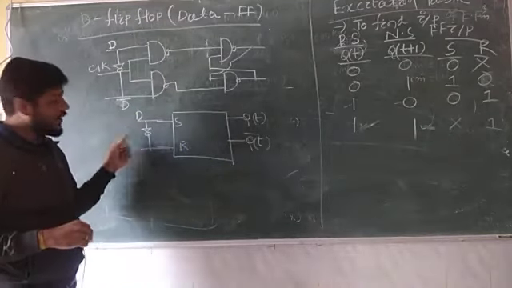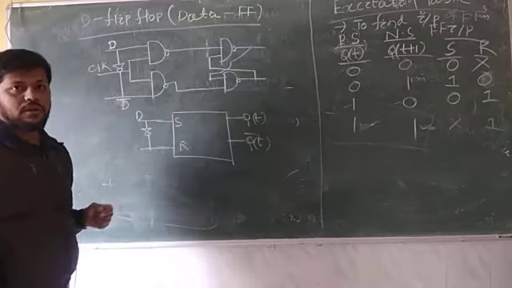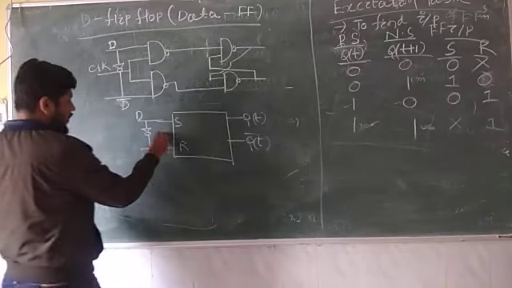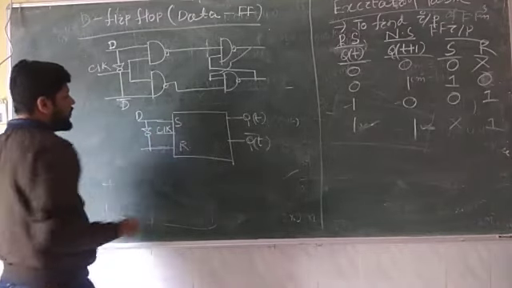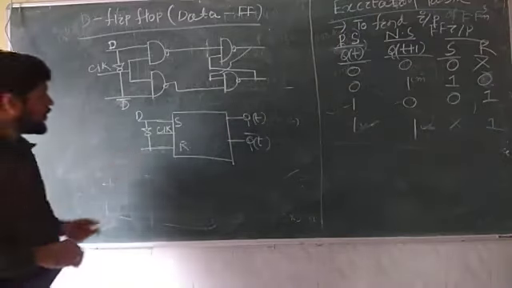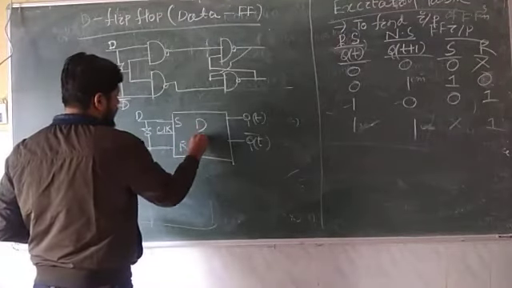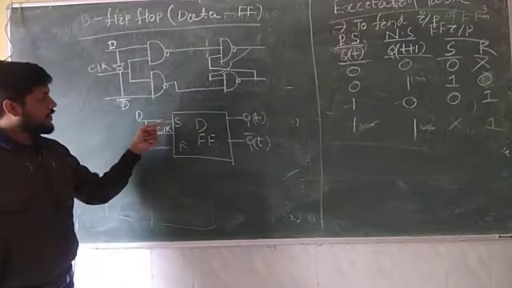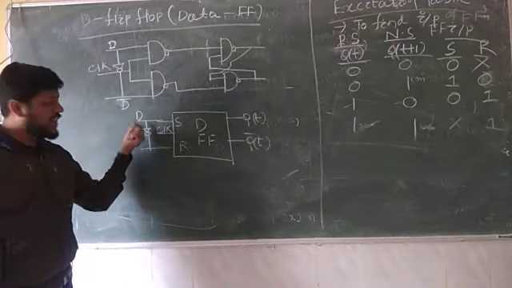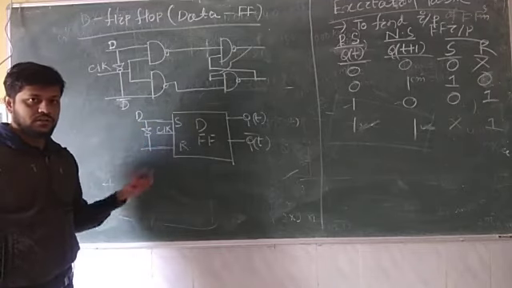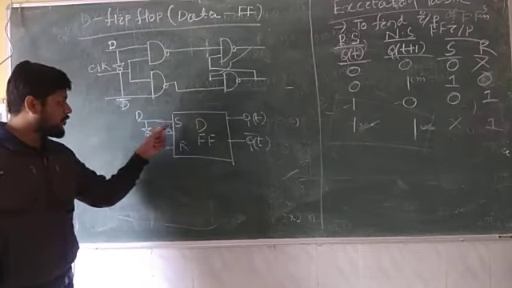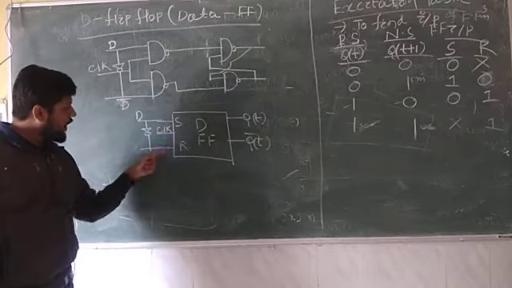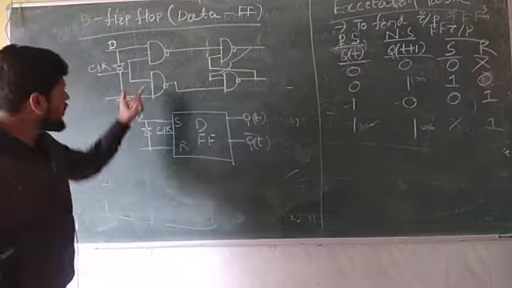So S is equal to D and R is equal to D bar. So that's how you construct your D flip flop from your SR flip flop. That means to S we are giving the same input and its complement is given to R. So one of the inputs, S, is directly connected to D and R is connected to D bar. That is how we construct.